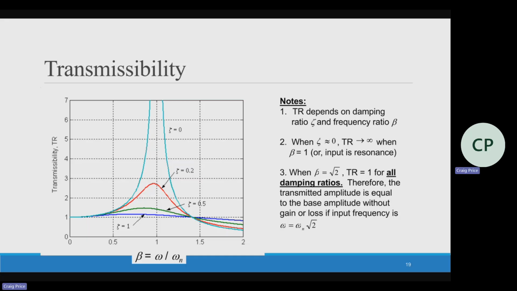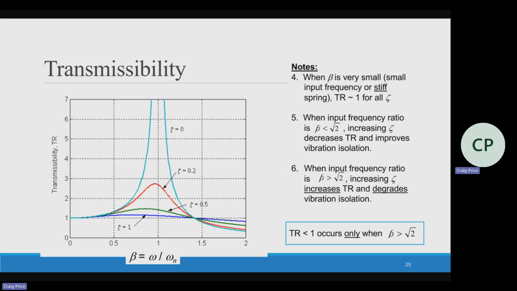Transmissibility is equal to 1 at this point for all damping ratios. They all meet at that point, which is kind of interesting. When beta is very small, transmissibility is equal to 1 because K is equal to 1. And so at really small frequencies, if it's really slow, they're going to move at the same distance. But as that frequency increases, we hit the bump. Anything over 1, we start to decrease.